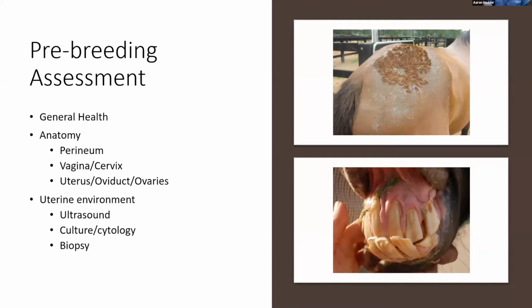One of the areas where we have the most capability to conduct diagnostics is to assess the uterine environment. And I'll go through a few diagnostic techniques we have for that. Fairly common ones, which most of you should be familiar with: the use of ultrasound, the use of uterine culture and cytology, and also uterine biopsy.